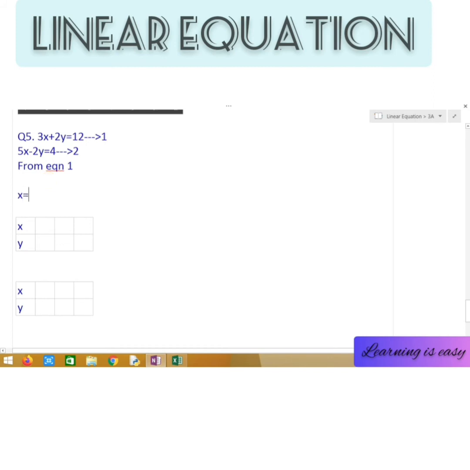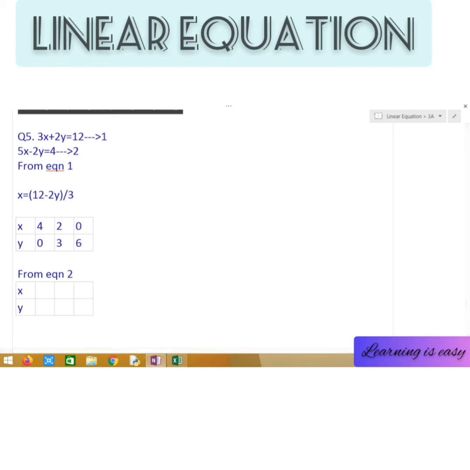So from equation 1, we can get the value of x. That's going to be 12 minus 2y divided by 3. So by assigning different values for y, we can get the respective values of x coordinate. So when y is 0, x is going to be 12 by 3, that's 4. When y is 3, 12 minus 6, so 6 by 3, 2. When y is 6, it's going to be 12 minus 12, 0.